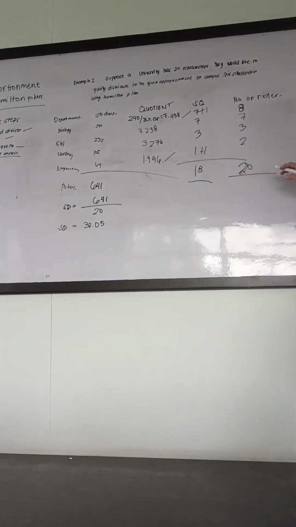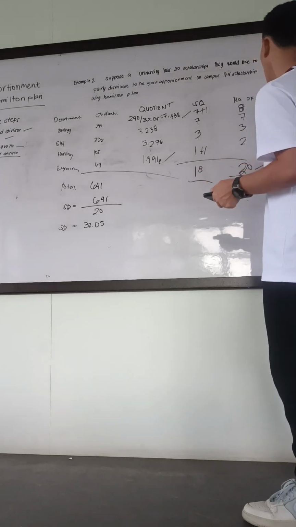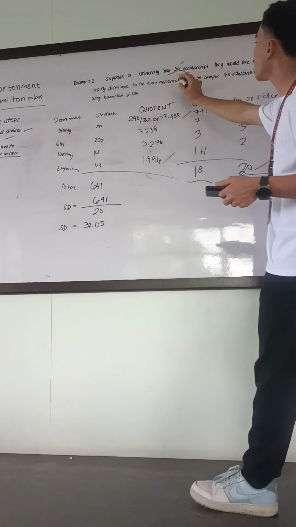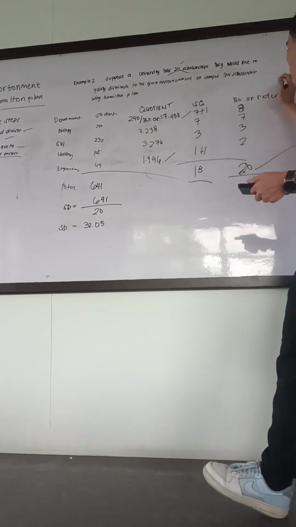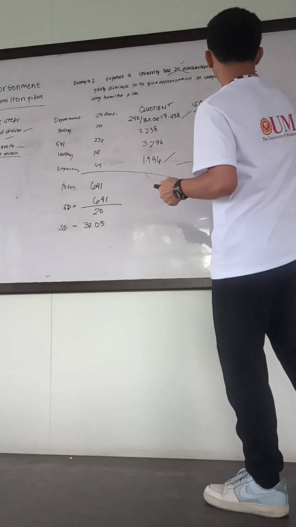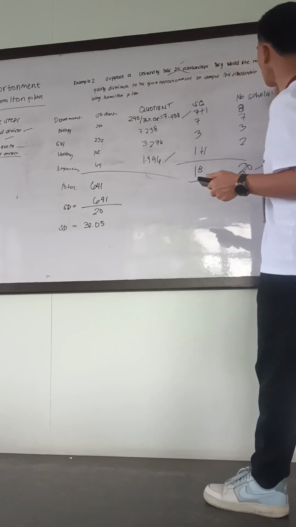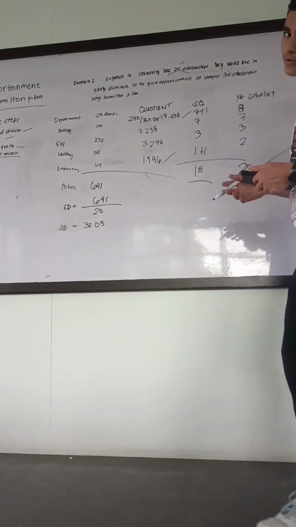So our solution is now correct because it already has the same number as the number of scholarships. So that's for our example number 2.